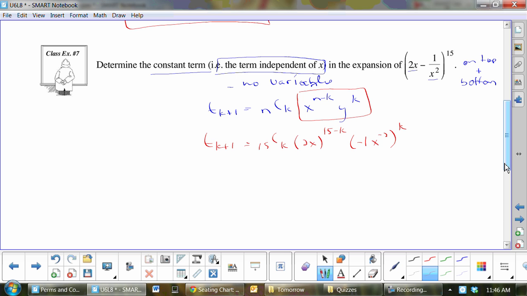And I'm going to distribute it. I'm going to distribute that k to the x, the negative 1 and the x, okay? So my next line is t to the k plus 1 equals 15ck. Now remember, I can distribute that exponent. So that'd be 2 to the 15 minus k, x to the 15 minus k. And that's negative 1. I'll put brackets around these, it's probably better. Negative 1 to the k, and x to the negative 2 times k is negative 2k.